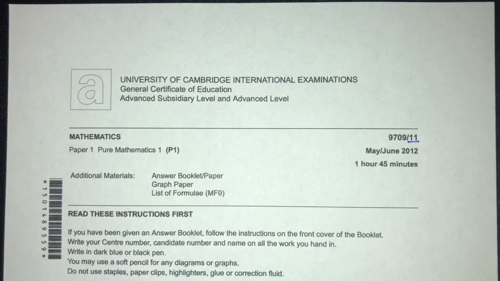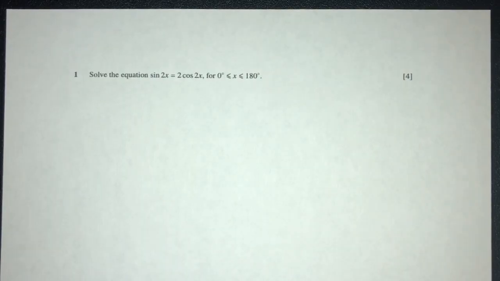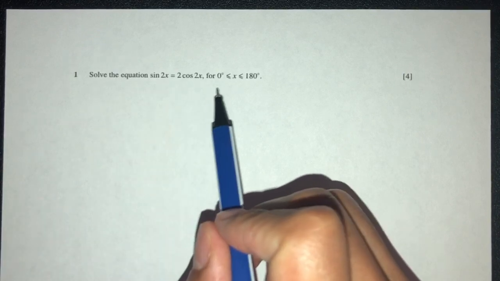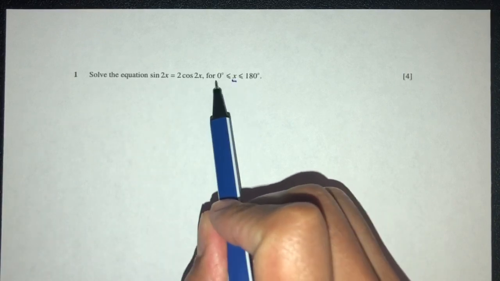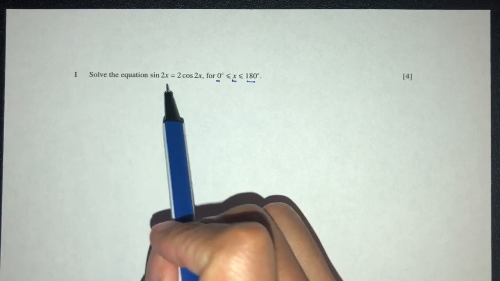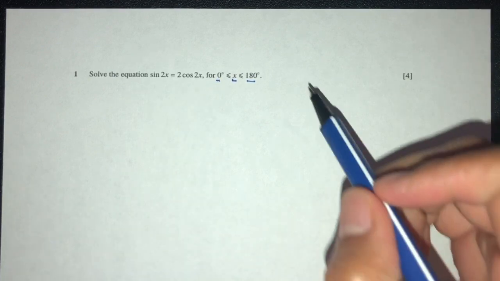Now, with that being said, let's move on to question number 1. Here we have to solve the equation sine 2x equal to 2 cos 2x for x between the values of 0 and 180. One by one: the first thing I realize is that we have sine 2x and cos 2x in the same equation. So what can I do?